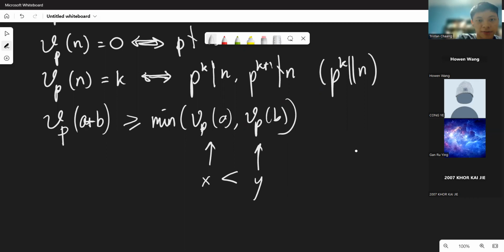So maybe I could write here a equals p to the x times m, b equals p to the y times m times n. Where p has nothing to do with m and n. So the GCD is 1.